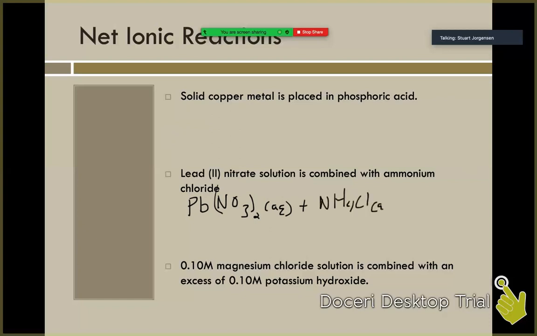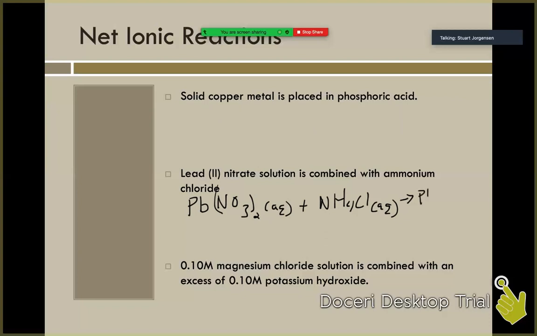NH4Cl in aqueous solution. Here's our 2 reactants. I might not have left myself enough room here. I apologize in advance, we'll get it squeezed in here though. This is double displacement. I don't think we're going to get a gas here. Ammonium only creates gas if it is reacted with a base, which is not what we have here.